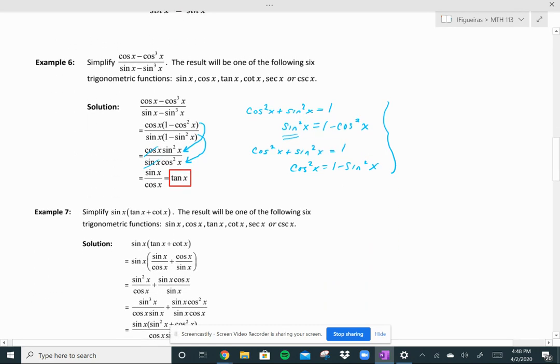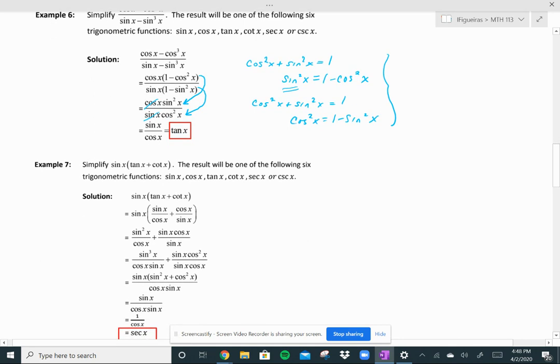All right, here's another example. Same instructions. We want to simplify sine of x times tangent of x plus cotangent of x so that your result is one of the 6 trigonometric functions. From the first step to the second step, I rewrote tangent as sine of x over cosine of x, and cotangent as cosine of x over sine of x. From the second line to the third line, I distributed sine across the parentheses. So I have sine squared of x over cosine of x plus sine of x cosine of x over sine of x.